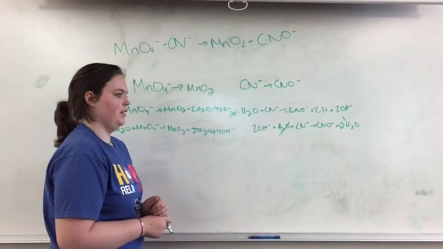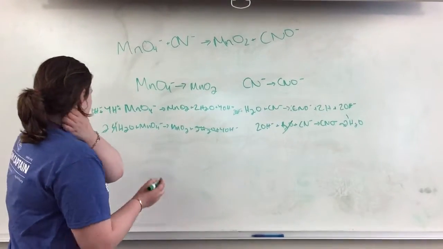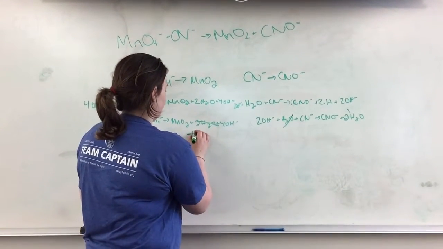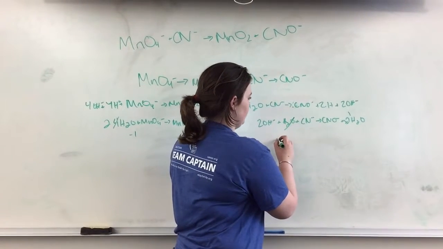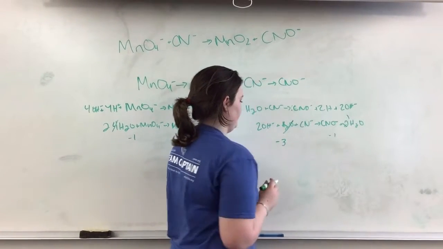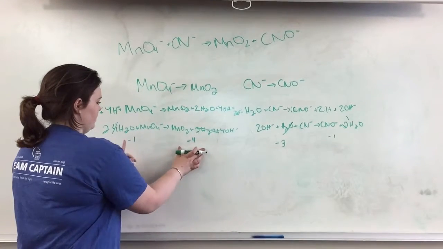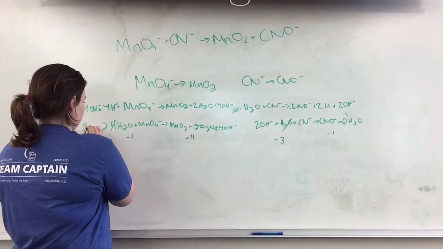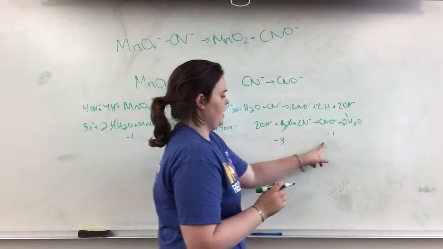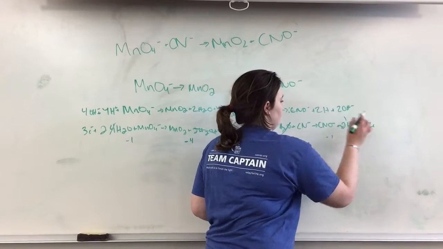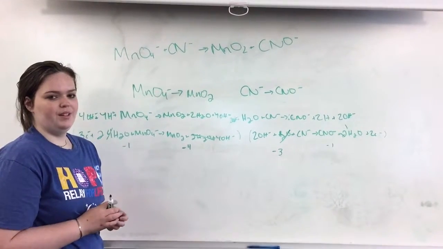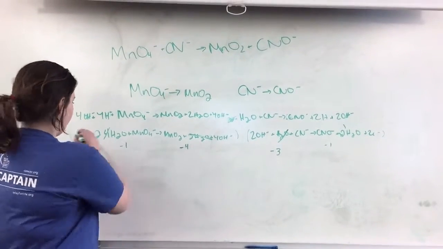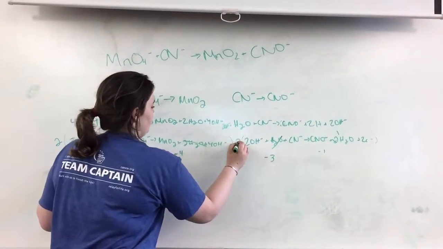So now this is where we add the electrons to try and balance the solution. And so we have a -1 charge here, and a -4 here, and a -3 here, and a -1 here. So since there's that difference, we need to add 3 electrons to this side, and we need to add 2 electrons to this side. So now we're going to do our multiplication again. So for this, we're multiplying it by 2, and this we're multiplying it by 3.